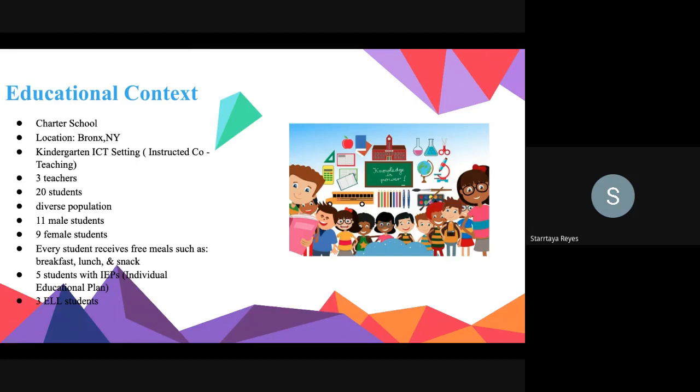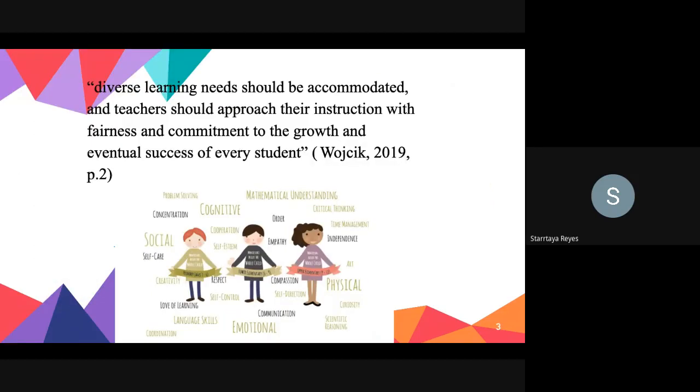There are two other teachers with me, so therefore it's three teachers, 20 students, a diverse population, which consists of 11 male students, 9 female students. Every student receives free meals such as breakfast, lunch, and snack. 5 students with IEPs and 3 ELL students. Diverse learning needs should be accommodated, and teachers should approach their instruction with fairness, commitment to the growth, and eventual success of every student.